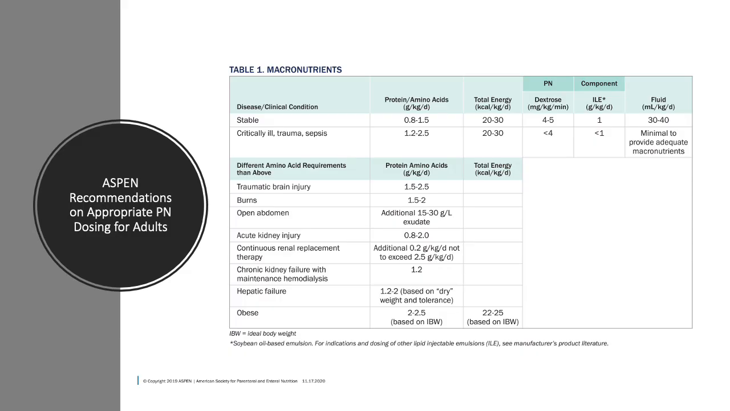This is from the ASPEN website, and it's a little bit more detailed than the last table from the handbook, and it includes some amino acid adjustments based on different conditions. I'm not going to spend time going through each and every one of these recommendations here. I'm not going to test you over specifically how many grams of protein you should dose in PN for critically ill trauma patients. That's not what I'm going to ask you on the test. This is really just here to help you in your practice when you're dosing parenteral nutrition.